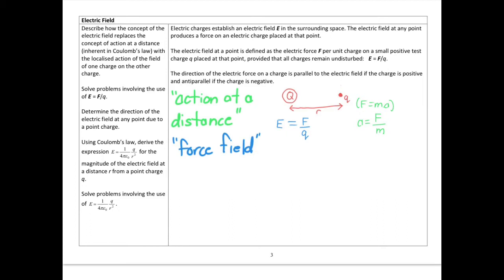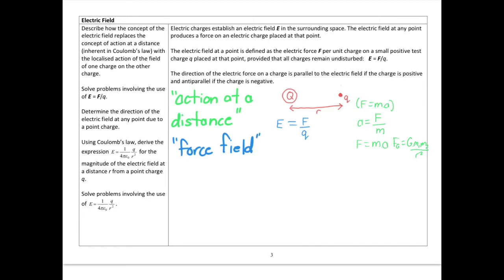Now, if you remember, we worked out what the acceleration due to gravity was by basically equating Newton's second law, in the F equals ma form, with the force due to gravity being equal to G m1 m2 over r squared.